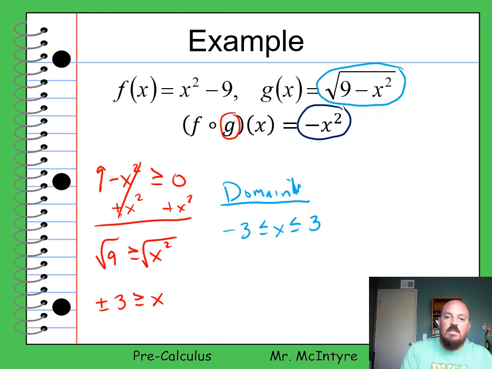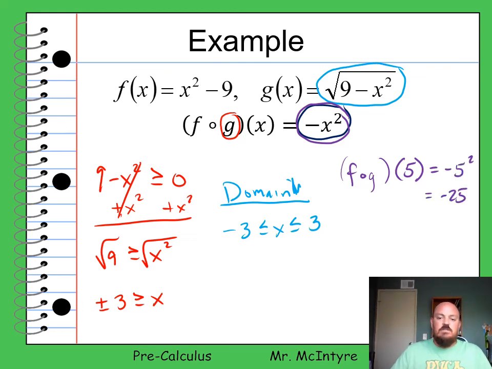And if it doesn't work here in g of x, then it doesn't work in f of g either. So here's the weird thing. Let's talk about number 5. I showed you why 5 doesn't work. Well, if I asked you guys to find f of g of 5, you would say, okay, I'm just going to use this formula here and plug in 5. You would have negative 5 squared or negative 25. And you'd go, okay, I got an answer. It's negative 25. That's actually not the answer.